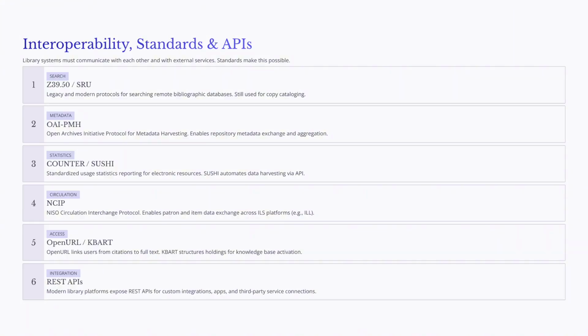Z39.50 is the old school search protocol. It lets one library system query another's database directly. Still used for copy cataloging, when a cataloger wants to pull an existing record from OCLC rather than create one from scratch.